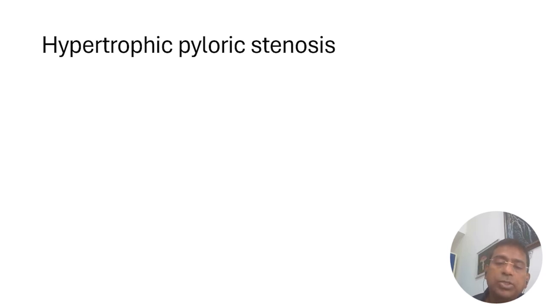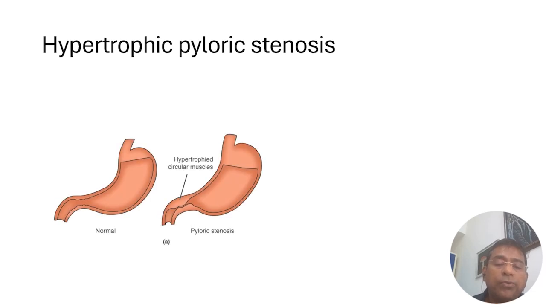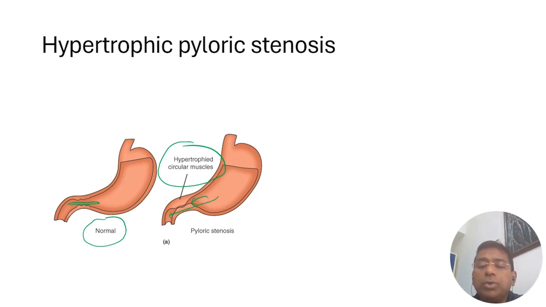Hypertrophic pyloric stenosis is a congenital anomaly which results from the hypertrophy of the circular muscles in the pyloric region of the stomach. And due to this hypertrophied muscle, the lumen of this pyloric region of the stomach is narrowed down and the gastric content cannot pass through it. So have a look here, the normal stomach, here is the pyloric region and the normal lumen. In this figure there is hypertrophied circular muscles, and due to this the lumen is occluded and the gastric content cannot pass through this.